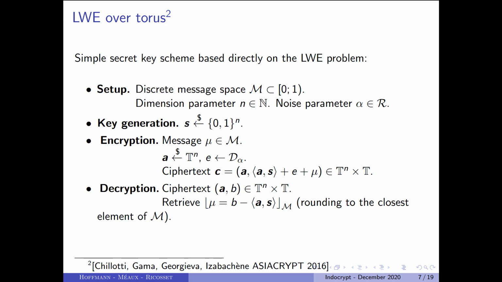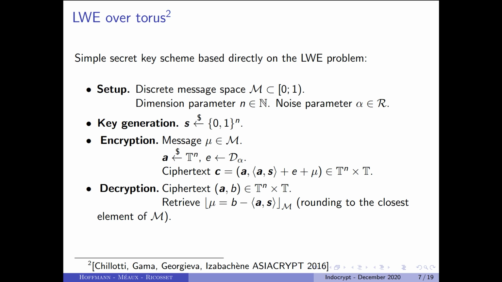We can define an encryption scheme that relies directly on the LWE problem. The one described here is used by TFHE for the fully homomorphic scheme. You take a message from a message space, which is a discrete subset of the interval 0, 1. The key is just a binary vector. And with this message, you just create an LWE sample. You add your message with the error.